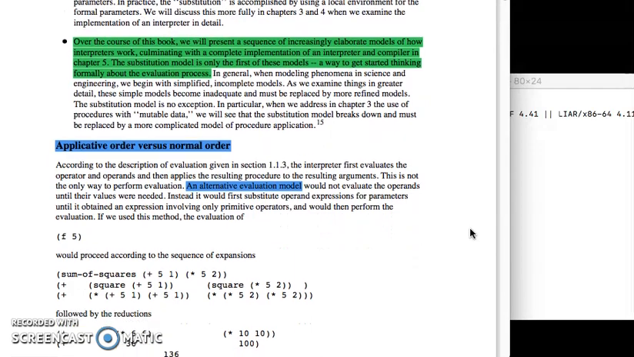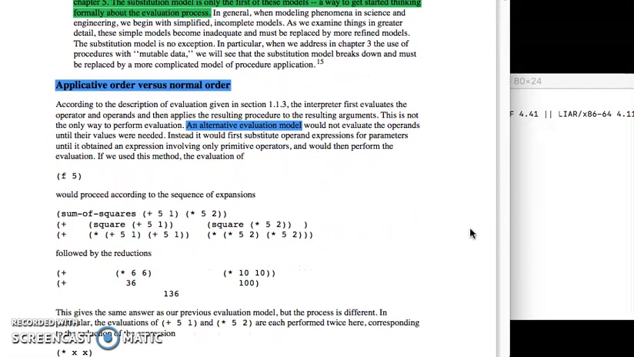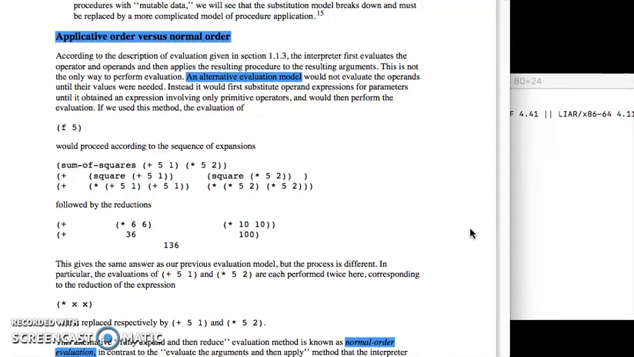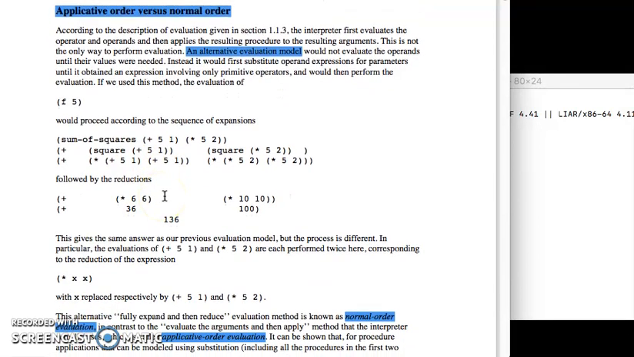If we use this method, the evaluation of f of 5 would proceed according to the sequence of expansions. Sum of squares (plus 5 1) (times 5 2). Sum of squares (plus 5 1) (times 5 2)... so plus 5 1 times plus 5 1, and times 5 2 times 5 2. Followed by the reduction: 6 times 6, 10 times 10, 36, 100.